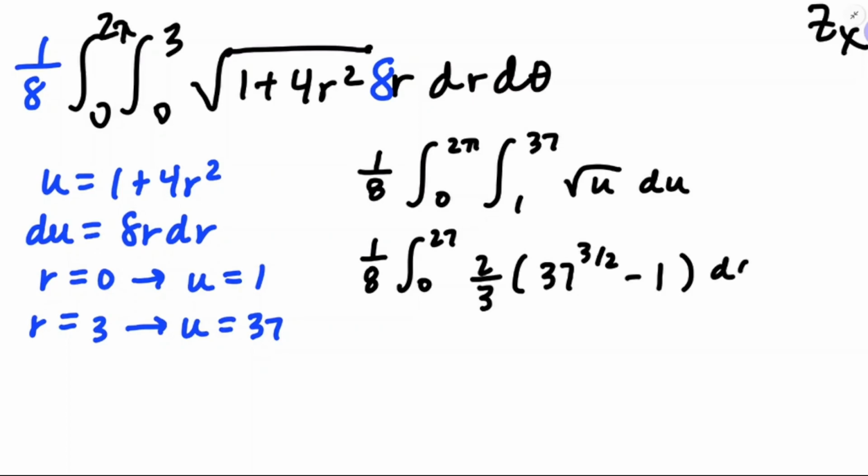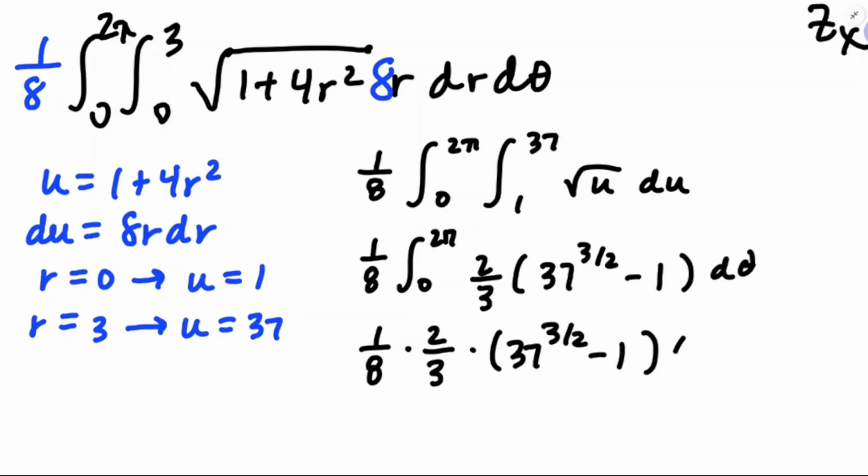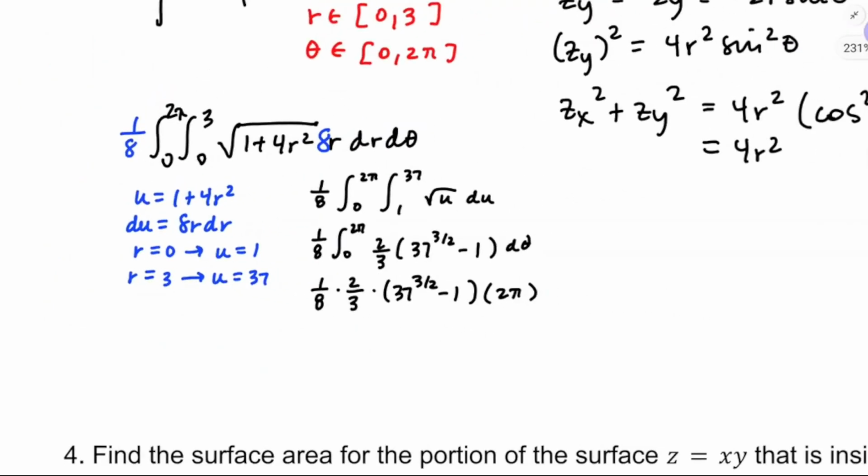D theta, it's supposed to be a 2 pi, 27. I think I got carried away with 37. Yeah, and so then I'm just going to get 1/8 times 2/3 times this monstrosity times 2 pi, because I'm just integrating a number d theta from theta equals 0 to theta equals 2 pi, and there I'm going to have an exact value for the surface area, and that was, there we go, we got it.